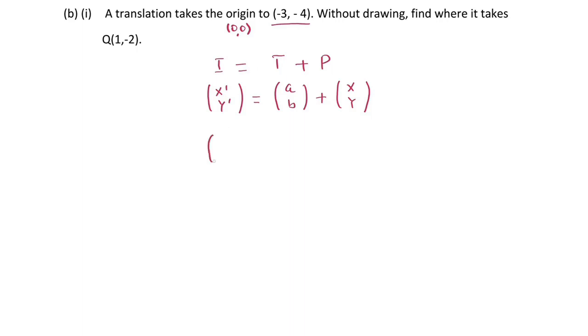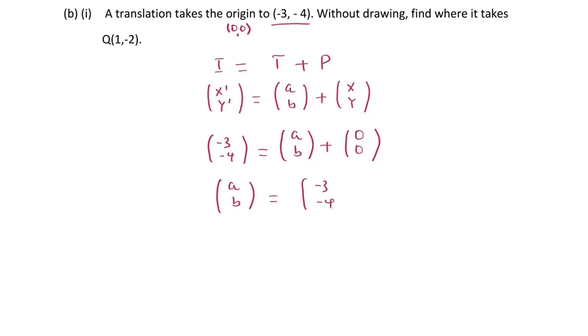Now let us find the translation factor by substituting values into our equation. We are going to have (-3, -4) equals (a, b) plus (0, 0). Then this becomes (a, b) equals (-3, -4). Now from the translation factor, we are going to find the image of the point Q, that is (x image, y image) equals (-3, -4) plus (1, -2).